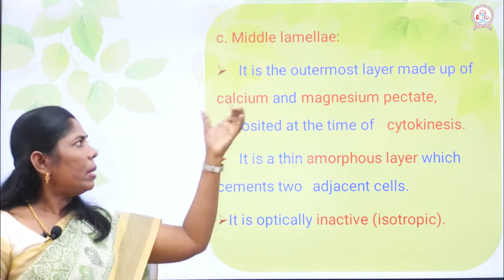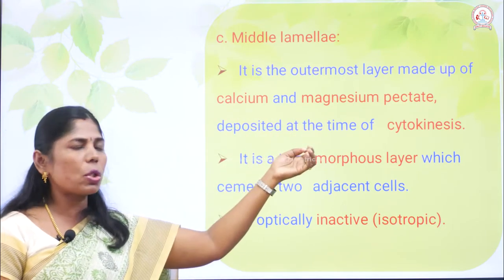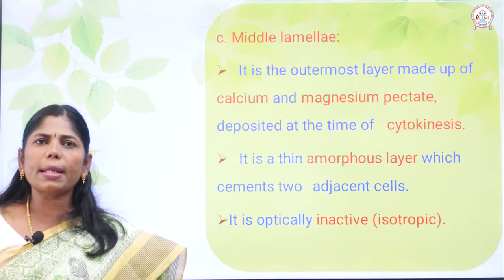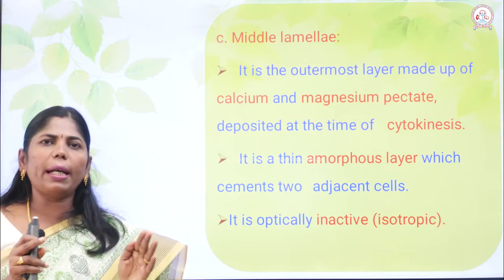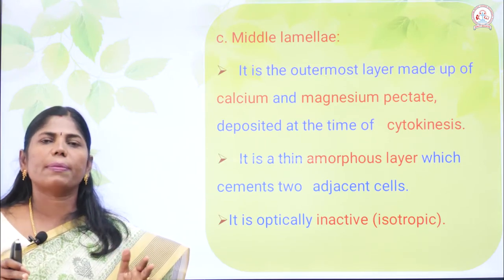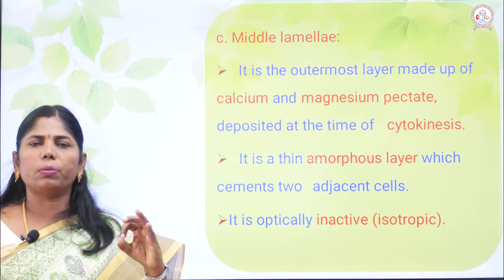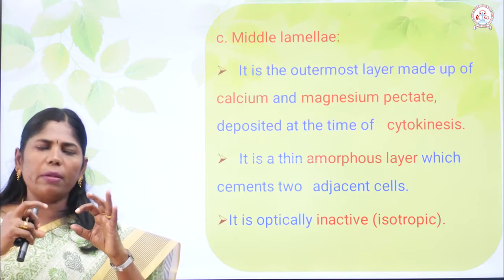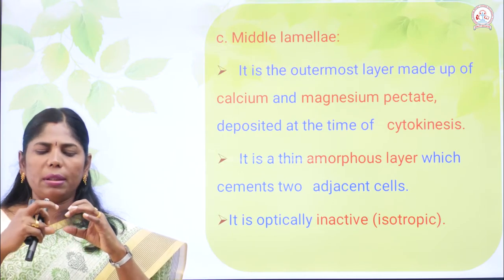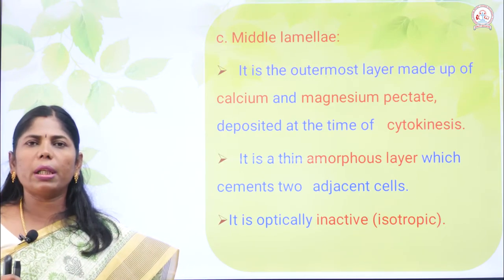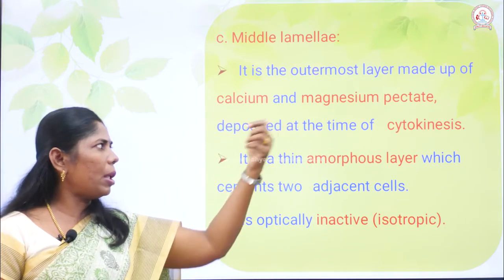It is a very hard cell wall material that is deposited at the time of cytokinesis. Cyto means cytoplasm, kinesis means division, when the cytoplasm divides. For example, when a single cell is divided into two, first they divide with the help of the outer layer, then gradually moving inward, the cytoplasm and finally the nucleus are divided. During cytokinesis, we can see the formation of calcium and magnesium pectate.